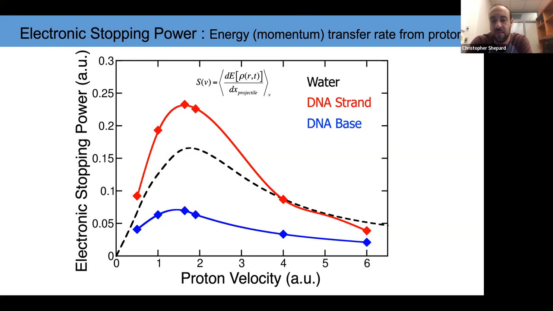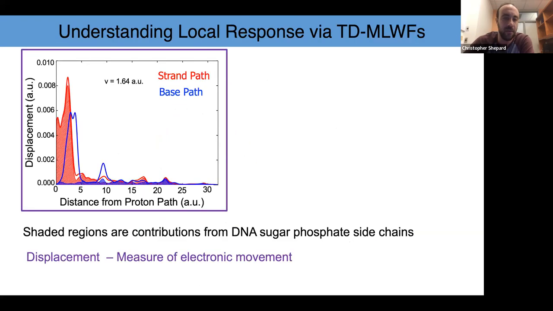So our results have shown that when the projectile is moving along the side path, there's a significantly larger energy transfer to the DNA as opposed to when it's moving through the center. And even beyond that, we explored exactly what is taking place at the molecular level using Wannier functions.